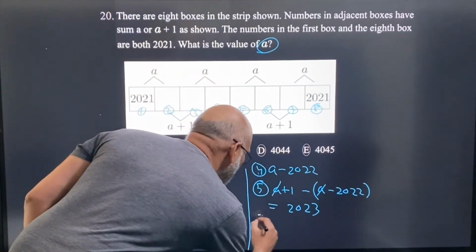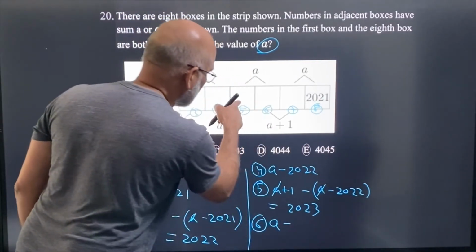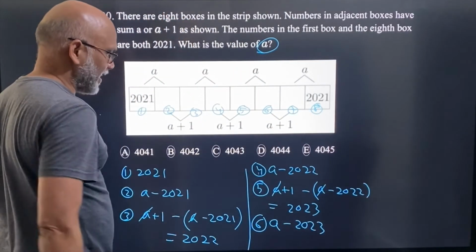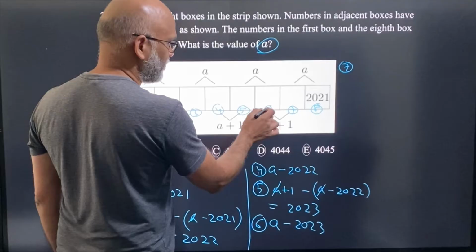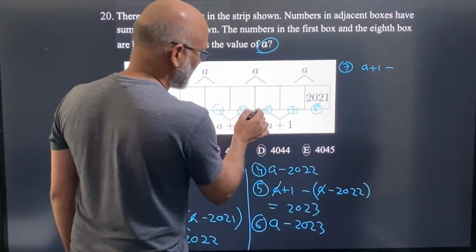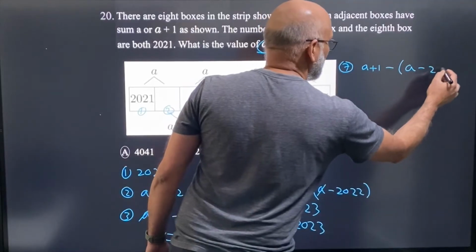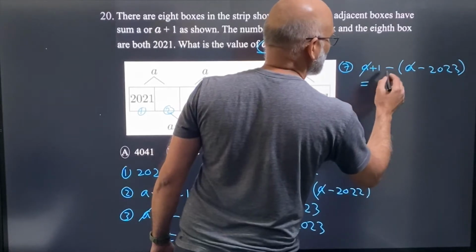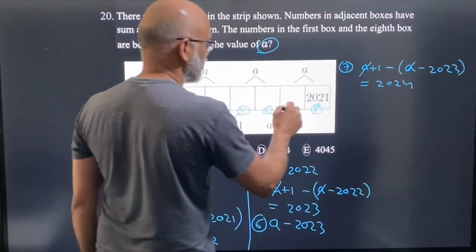Now 6, I know that 5 plus 6 is A, so 6 is going to be A minus this 5th cell, which is 2023. All right, so that is 6. 7 plus 6 is A plus 1, so there is A plus 1 minus whatever is 6, and I have already computed that to be A minus 2023. Again A cancels out, so this gives me 1 plus 2023 is 2024, that is going to be the 7th cell.